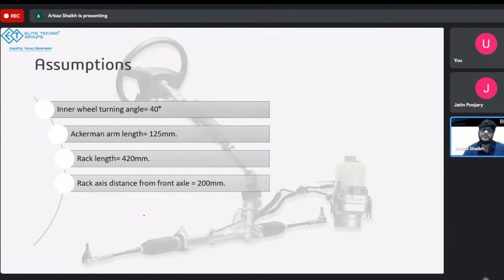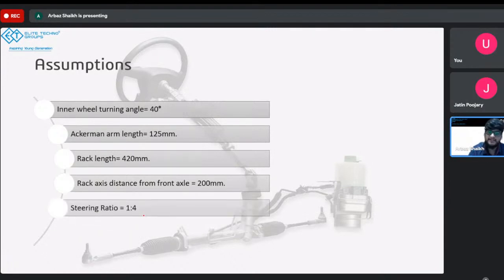You'll find out what changes you're getting, what turning radius you're getting, and optimally you have to select this rack axis distance. So for this calculation, I felt like 200 is the most proper one. If you want to try out, you can try a few different variations of this 200 mm.